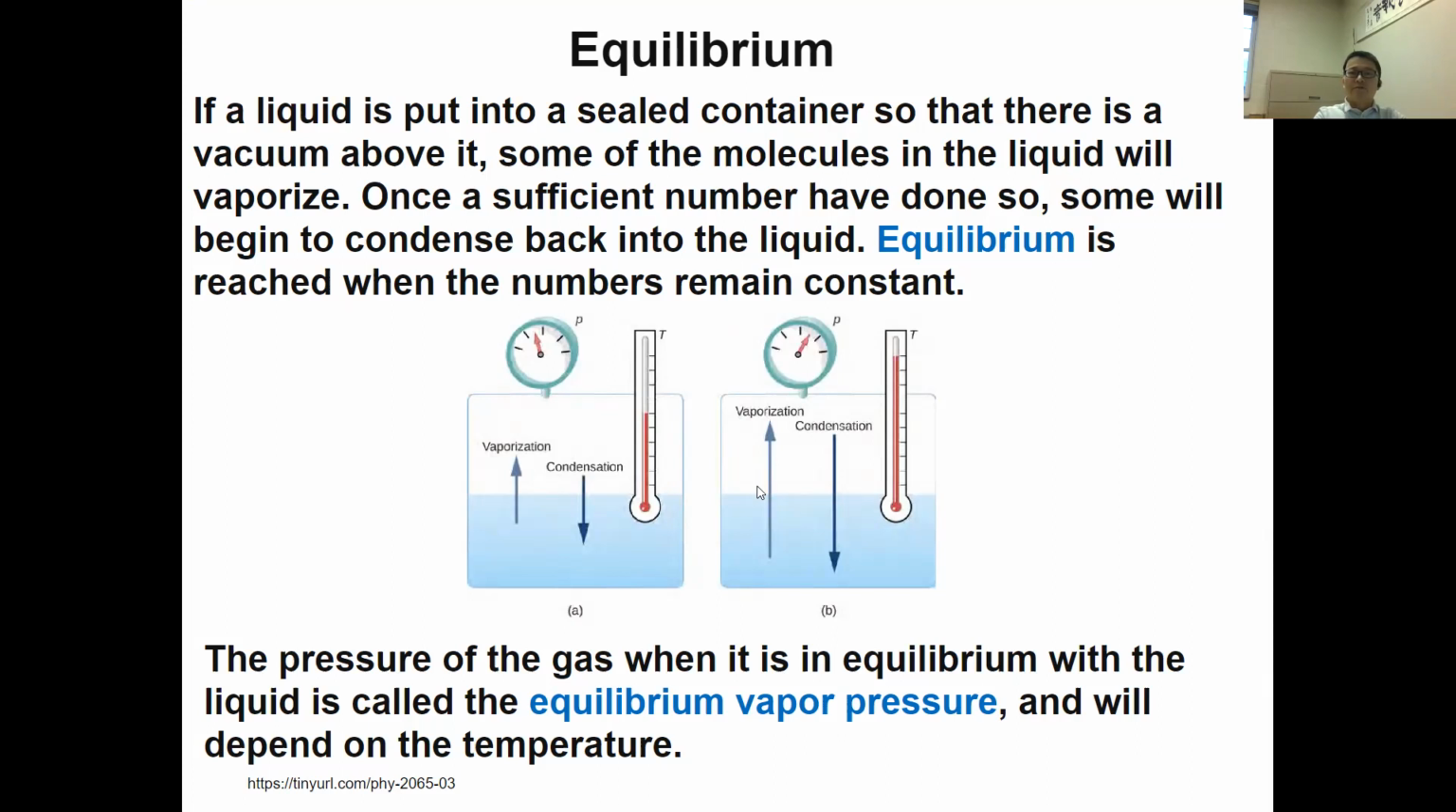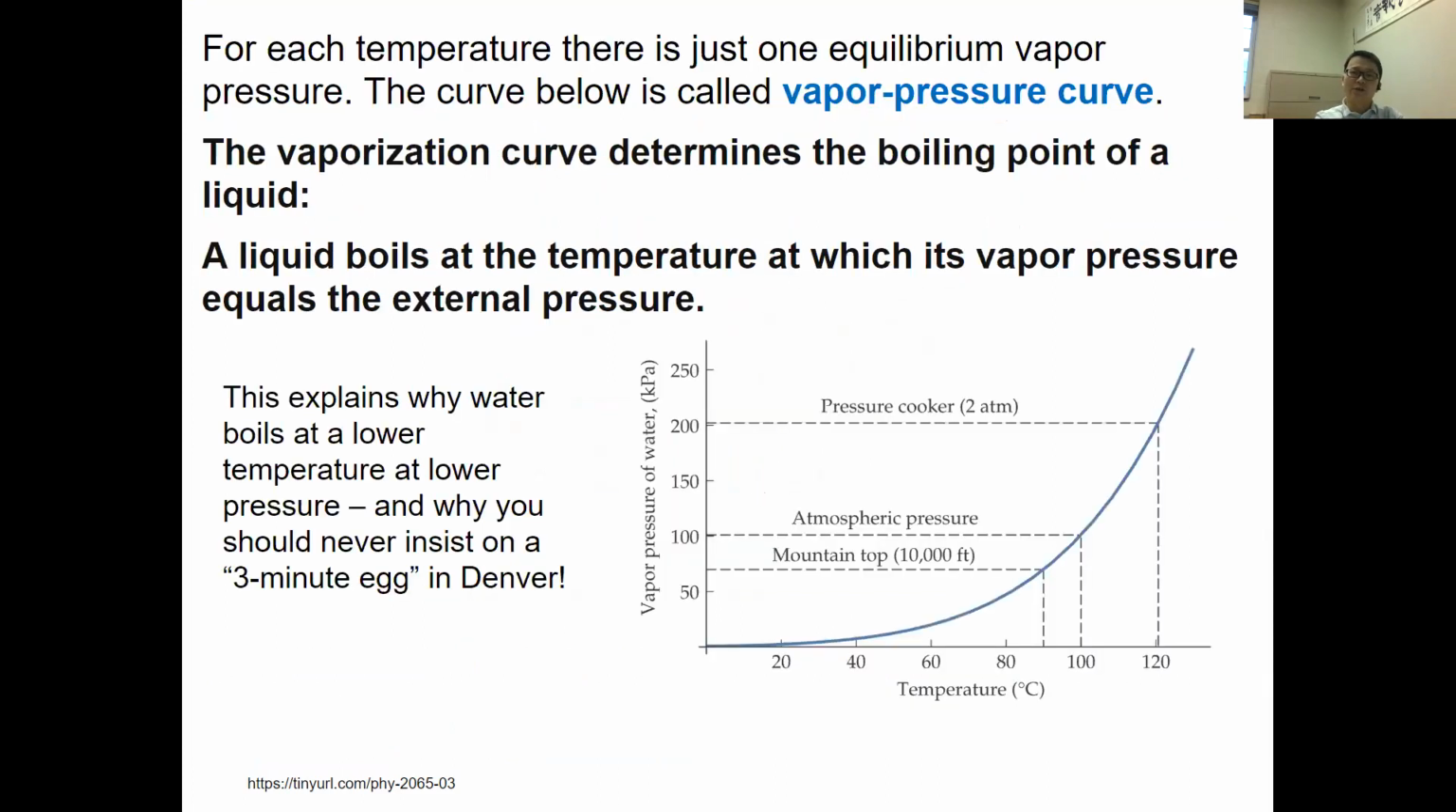Now, if you plot that equilibrium pressure versus temperature, you get this curve, which is called the vapor pressure curve. This curve will determine when your liquid is going to be boiling. So, for example, we know that at atmospheric pressure, water boils at 100 degrees Celsius, so that's this point. And if you are at a different pressure, for example, if you go higher in altitude, let's say you are on a mountain where the atmospheric pressure decreases, then the boiling temperature also decreases.